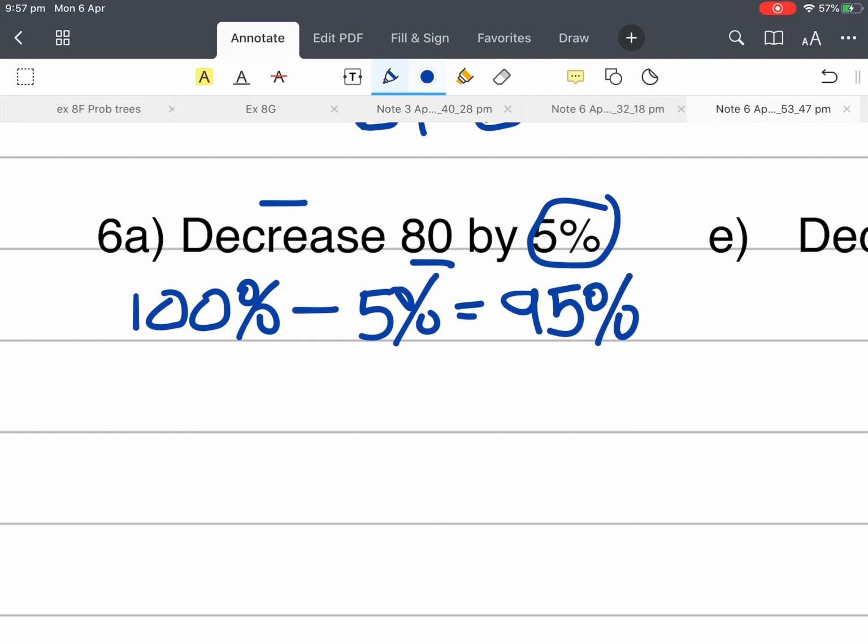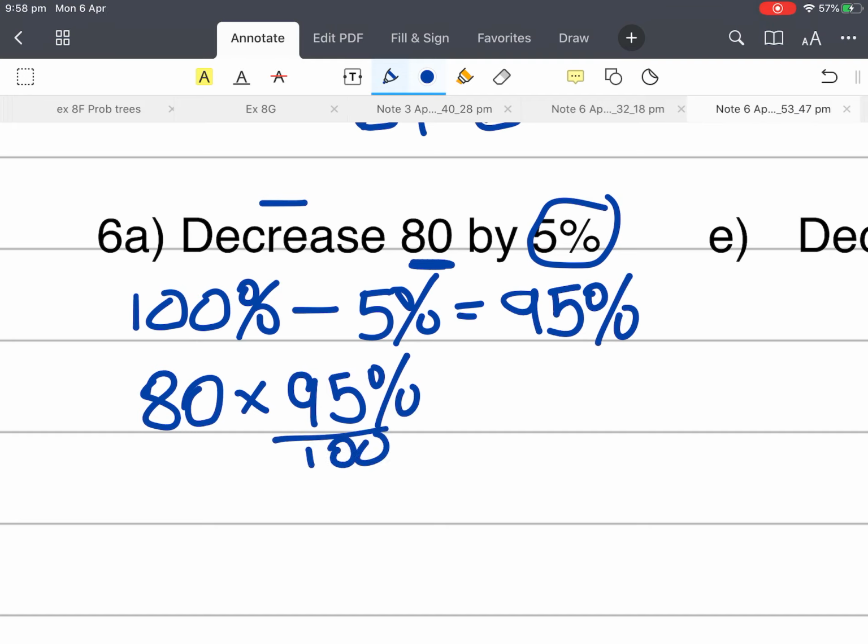So now take the number in the question, 80, and multiply it by that new percent, 95%. Remember, that means 95 over 100. If you have a Casio and you know where the percent key is, you can just do 80 times 95, shift open brackets. If you know how to use your percent key on your Sharp, go for it. Remember, do the percent bit second if you're going to use it on your Sharp calculator.